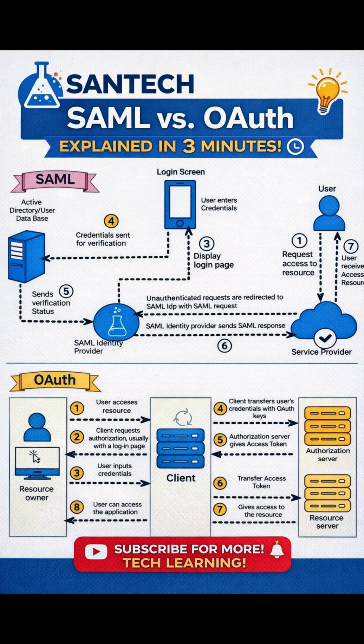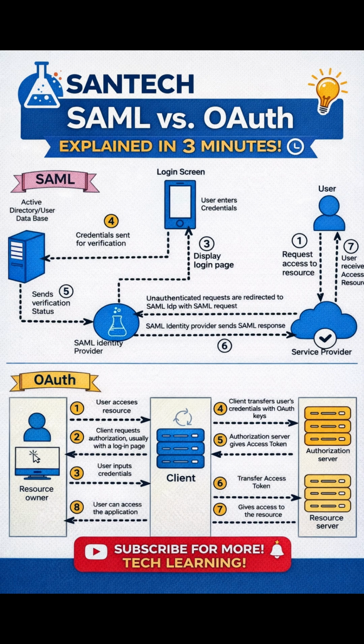That token is like a temporary valet key. It doesn't give full access, it gives limited, scoped access. OAuth is not about logging you in. It's about letting apps access resources on your behalf safely. That's why OAuth powers log in with Google, log in with Facebook, API access, mobile apps, modern web applications. It's token-based, it's API-friendly, it's built for modern internet apps.